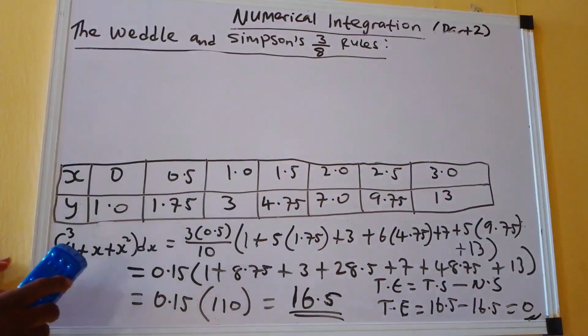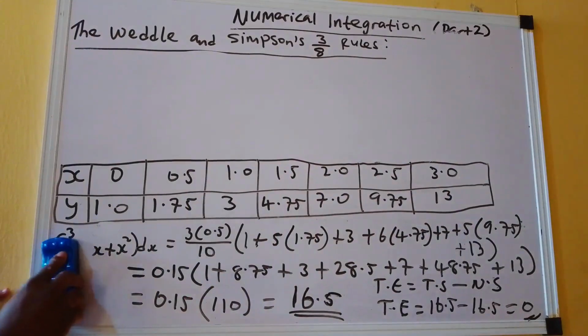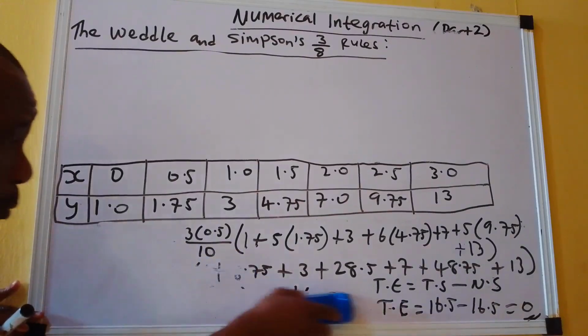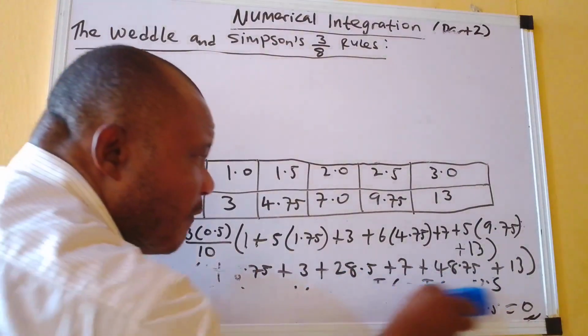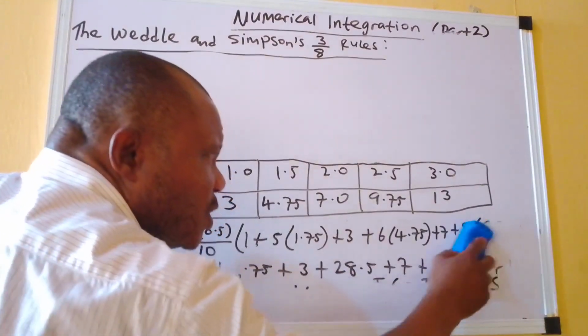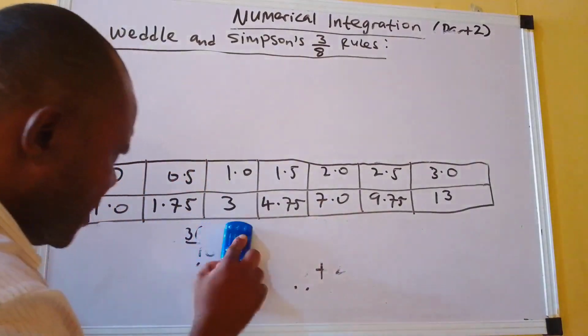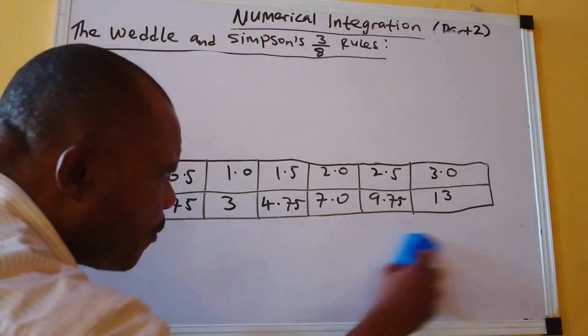So I will write the Simpson's 3/8 rule on the board. Permit me to also clean this part. So note, we have used the Weddle's formula to get the same answer as the conventional method. Now I want to show us how we can also use the Simpson's 3/8 formula.